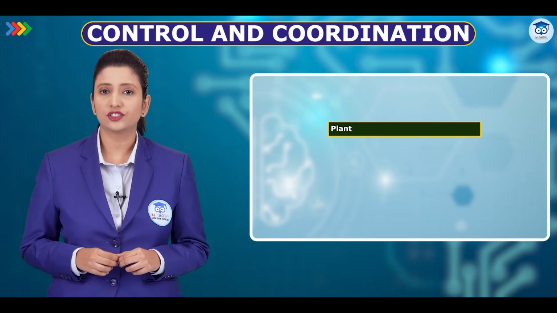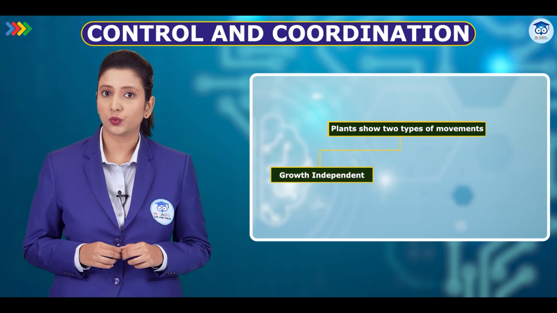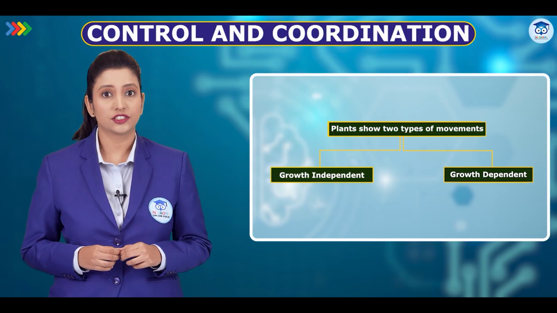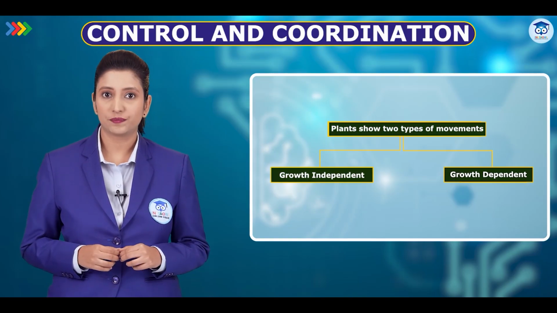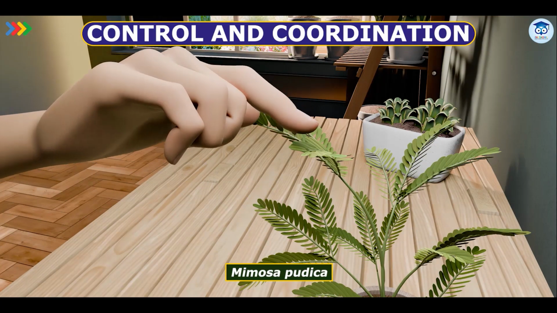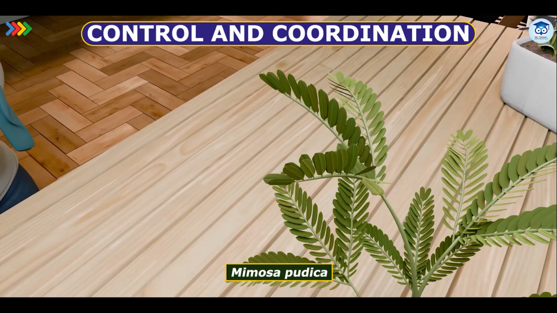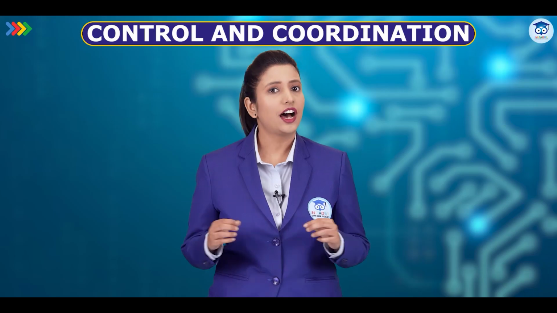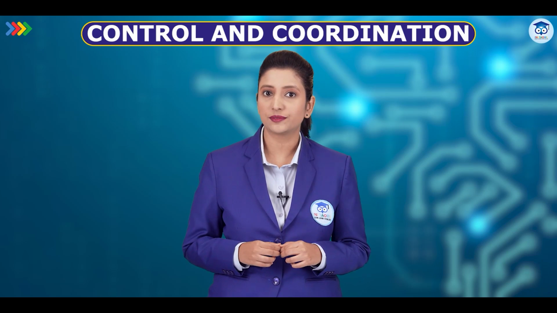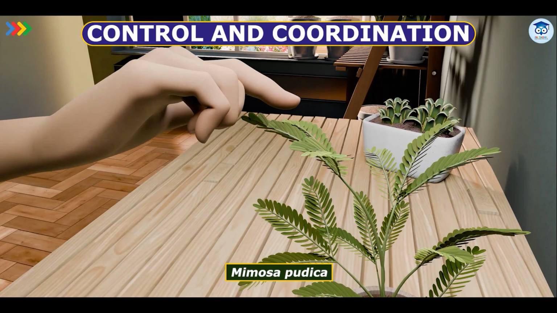That's because plants show two types of movements. One that is independent of growth and one that is growth-based. Let's begin with the first, fast and reactive. You may have seen the Mimosa pudica or Chui Mui, a plant whose leaves fold up when touched. It's almost like the plant is shy. But unlike humans, this movement is not triggered by muscles or nerves. This is an immediate response to a stimulus, touch.